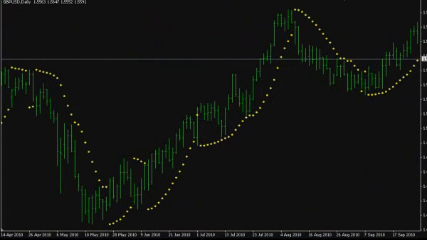Parabolic represents the dots, the arrangement of which towards the price shows us the direction of the current trend and gives the specific landmarks to place stop-loss orders. When the dots are below the price bars, then the trend is directed upside. When the points are above the bars of the price chart, then the trend is directed downside.